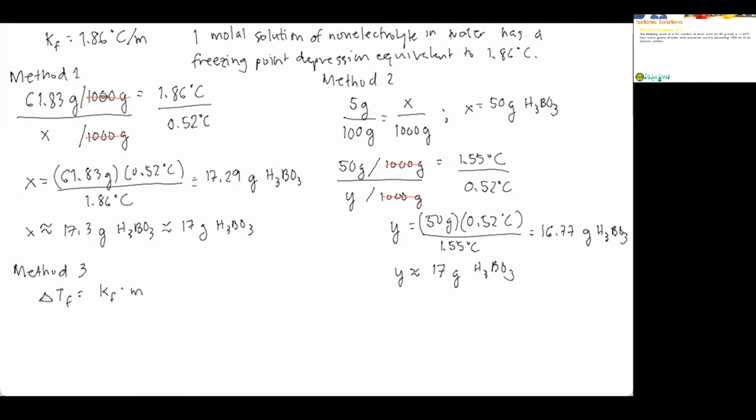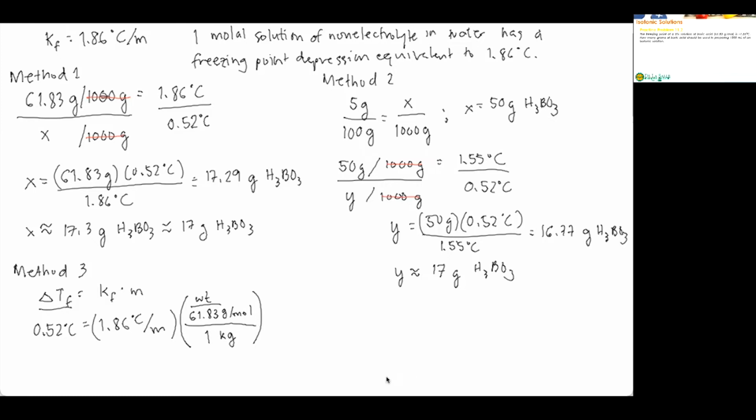Now, the delta TF that we need to get is the freezing point depression of an isotonic solution, which is 0.52 degrees Celsius. We know that the cryoscopic constant of water is 1.86 degrees Celsius per molar solution. Then we calculate for the molality of the solution, which is the weight of the substance, which we need to determine, divided by its molecular weight, which is 61.83 grams per mole, divided by the amount of the solvent needed to prepare the solution. Once again, we will assume that the amount of solvent to be used in preparing the solution is 1,000 grams or 1 kilogram.